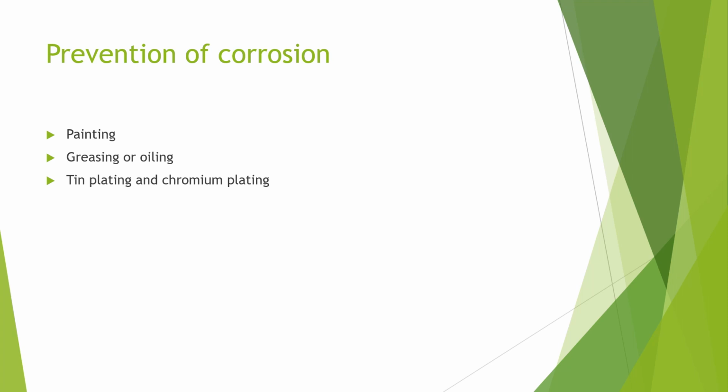Rusting of iron is prevented by galvanization, by making alloys, painting, greasing or oiling, and tin plating and chromium plating, which are explained below. Now I'm going to explain this. Galvanization is the process of coating iron and steel objects with a thin layer of zinc. It is done by dipping the objects in molten zinc. The galvanized article is protected against rusting even if the zinc coating is broken.